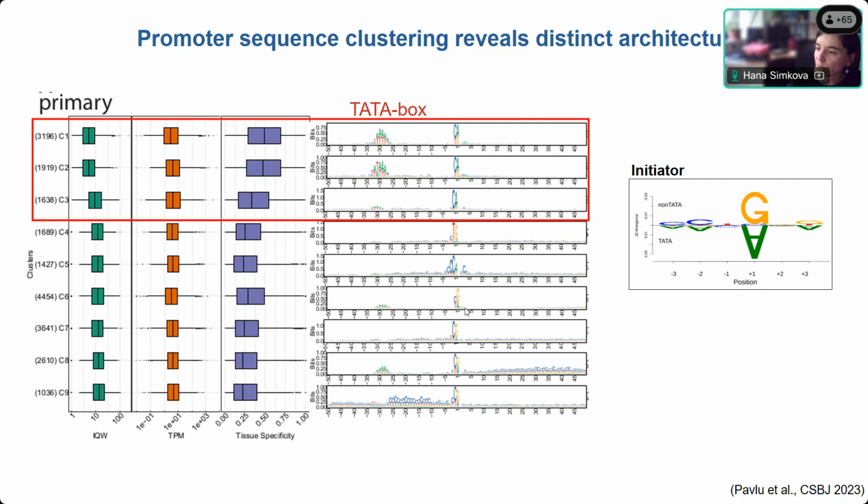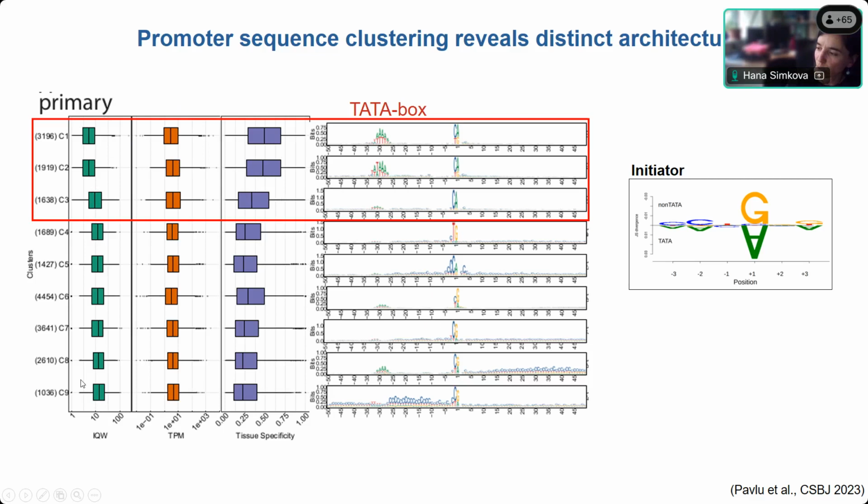These box plots also show us that the TATA box promoters are of higher gene expression. With this one, they are narrow. They are very narrowly defined, meaning from very few base pairs. They have high tissue specificity, and as it goes down, the promoters are of lower expression, lower tissue specificity, and also they are much more broadly defined.